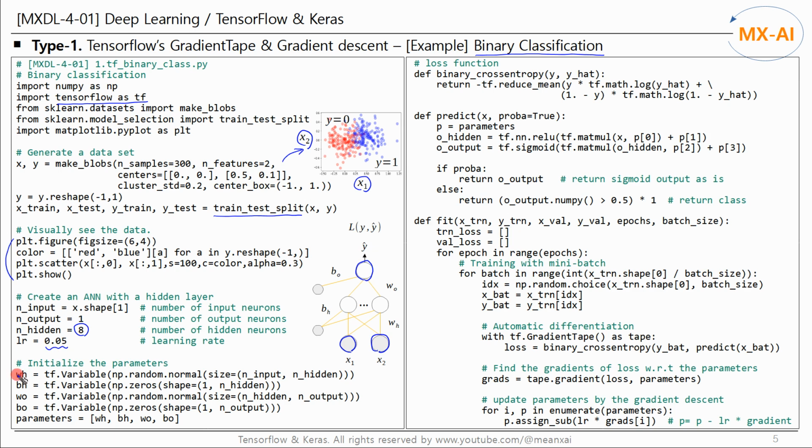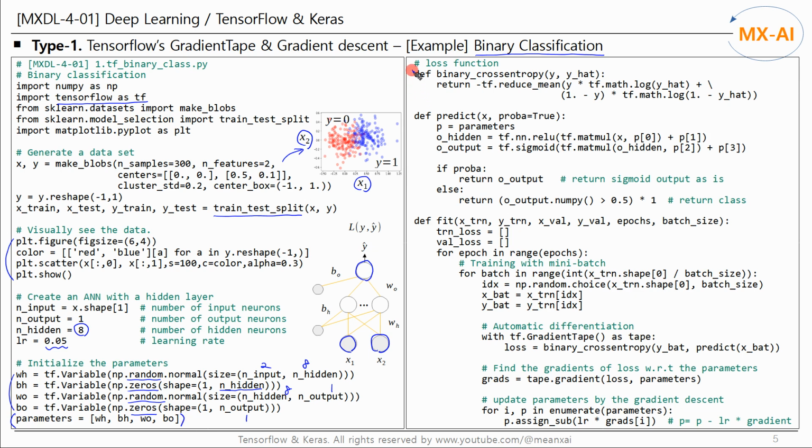Create and initialize TensorFlow variables for the parameters of each layer. The weight of the hidden layer is a 2x8 matrix, and the bias BH is a 1x8 matrix. And the weights WO of the output layer is an 8x1 matrix. And the bias BO is a 1x1 matrix. WH and WO are initialized randomly. And BH and BO are initialized to 0. Place the parameters created this way in the parameters list.